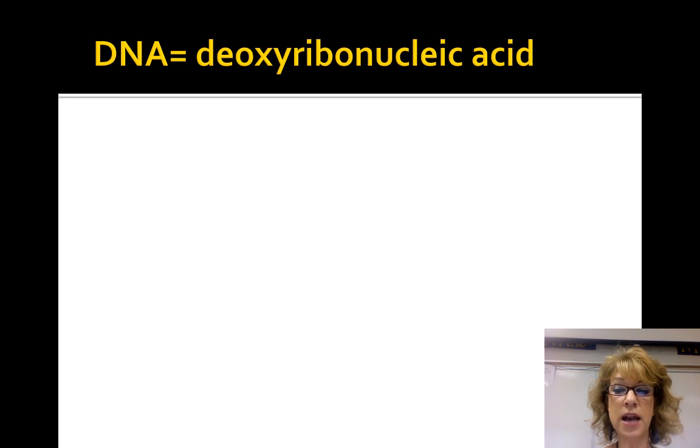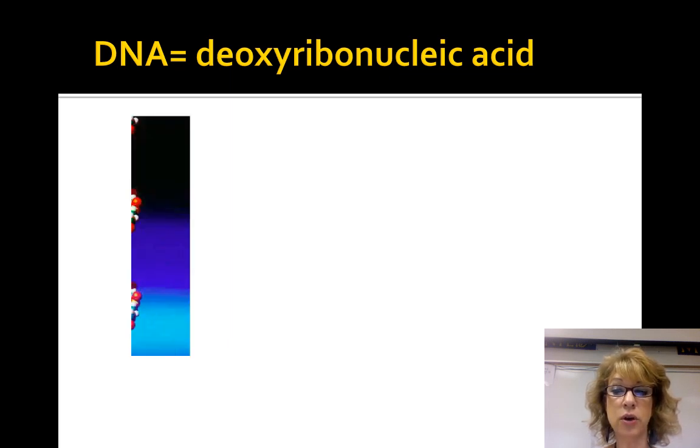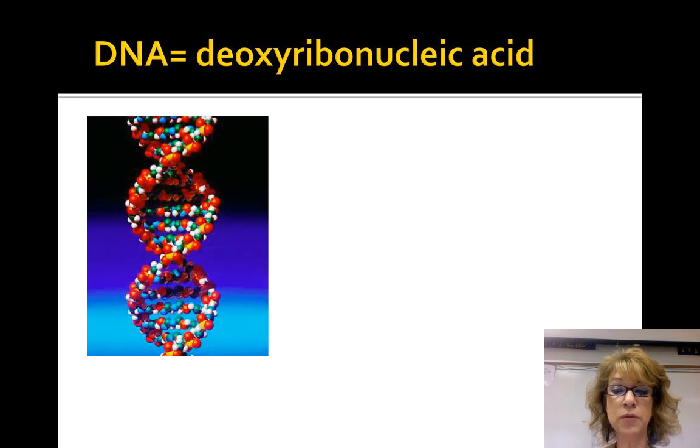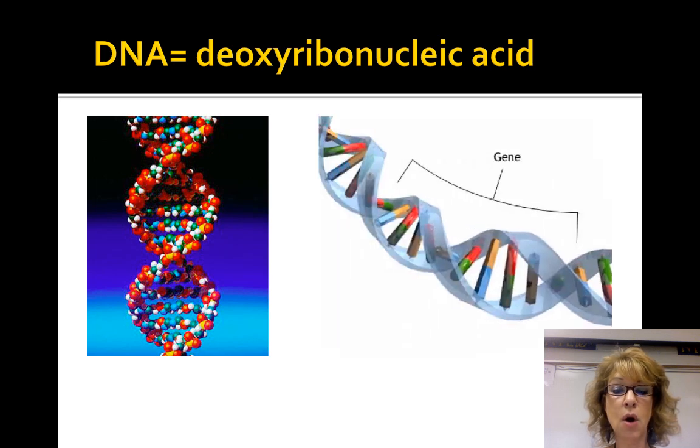All living things have DNA, which is deoxyribonucleic acid. DNA is the molecule that codes for life. It's passed from parent to offspring. An area of DNA that codes for a trait or a protein is called a gene. All of the DNA in an organism is a genome.